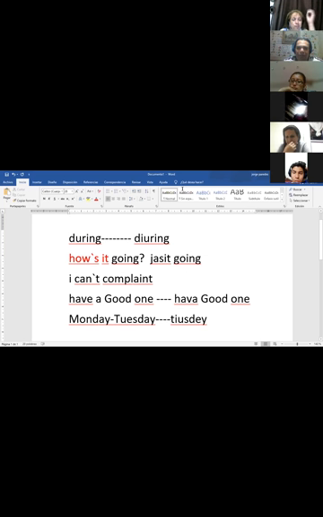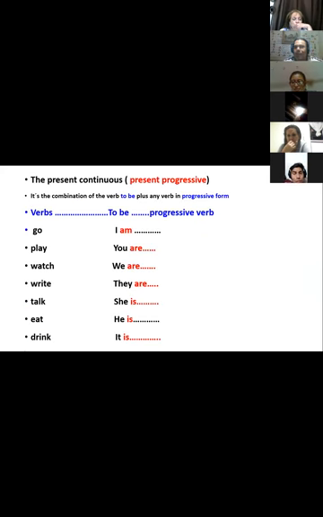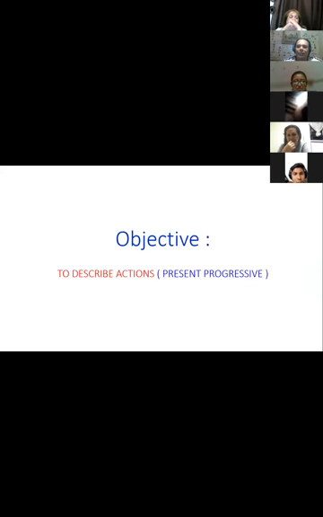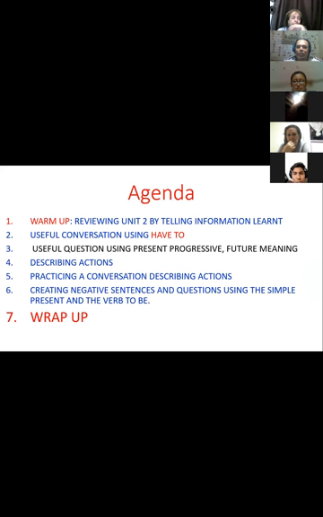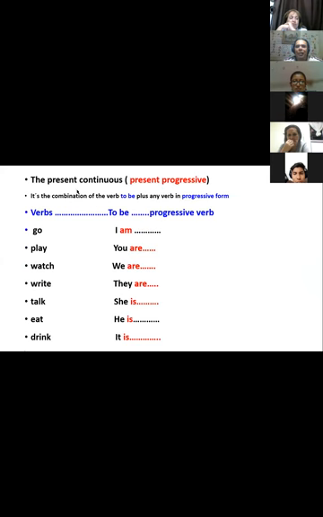I'm going to stop this. Okay. We're going to continue with the agenda. So here we have the agenda. This is activity number two, talking about obligations. Next one. So this is activity number three. Vamos a ver la agenda como la tenemos. Useful questions using present progressive. Pero antes de eso, vamos a ver el número cuatro. Describing actions.